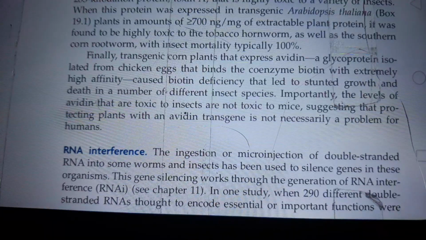Finally, transgenic corn plants that express avidin, a glycoprotein isolated from chicken eggs that binds the coenzyme biotin with extremely high affinity, caused biotin deficiency that led to stunted growth and death in a number of different insect species. Importantly, the levels of avidin that are toxic to insects are not toxic to mice, suggesting that protecting plants with avidin is not necessarily a problem for humans.